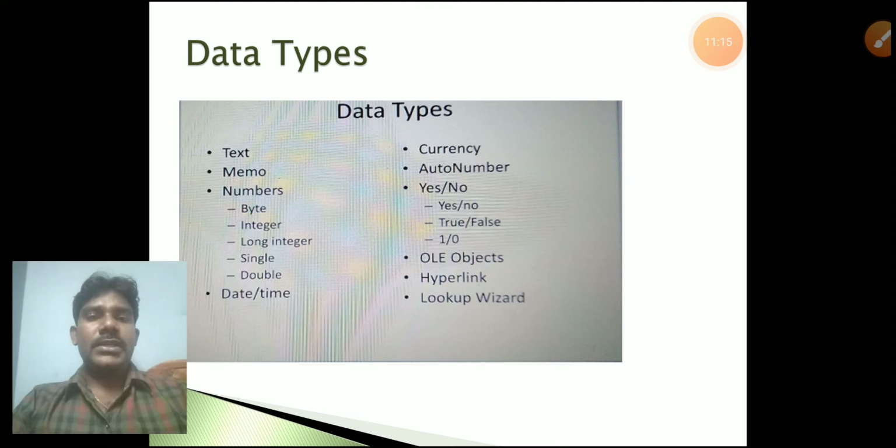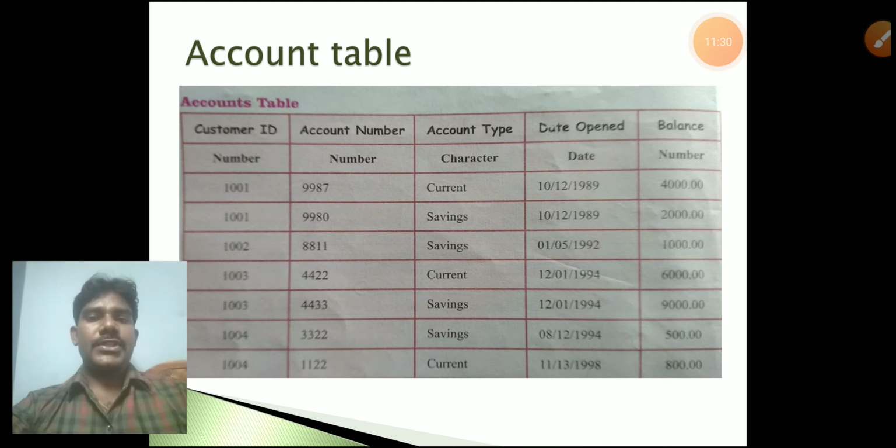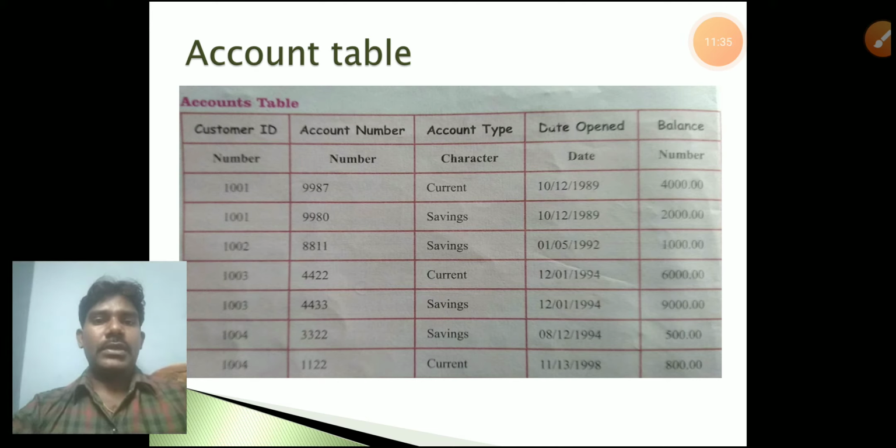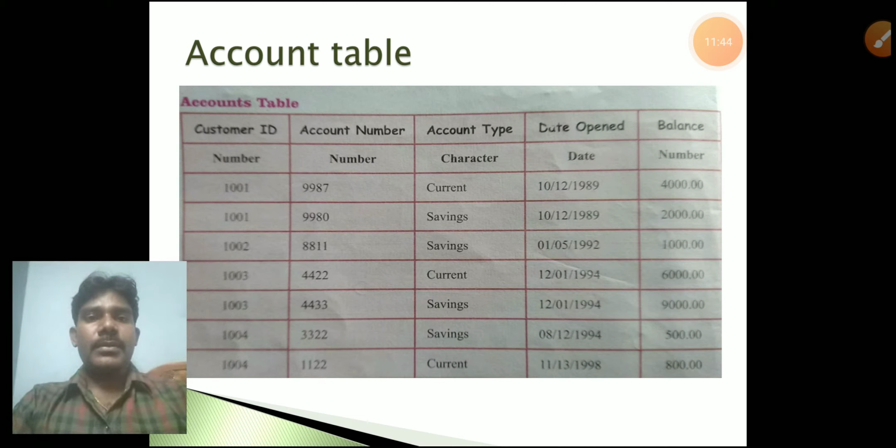How are we using these data types? Customer ID means definitely an integer value, correct? So we have to mention the data type for customer ID below, whether text or number. Number only we have to enter for that column. Customer ID means definitely we enter only numbers, so number is the data type. Account number also we have to enter as a number only. So number is the data type.